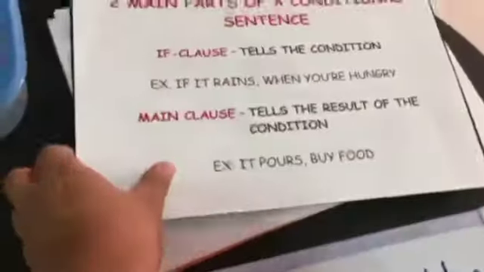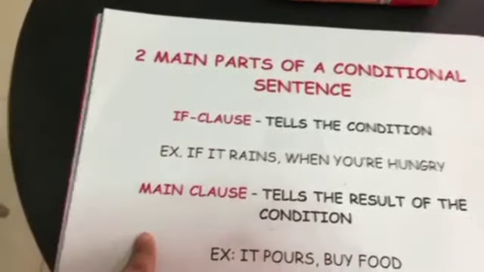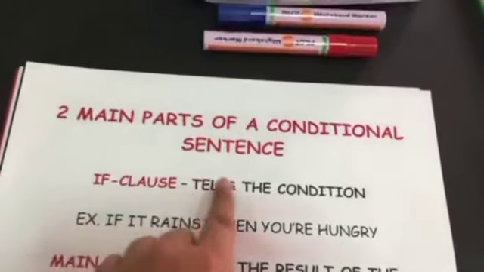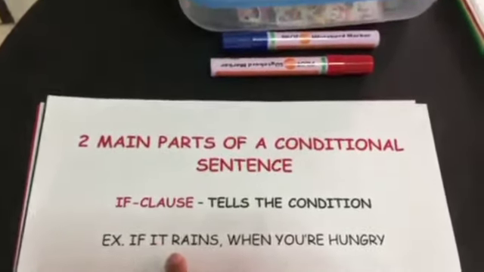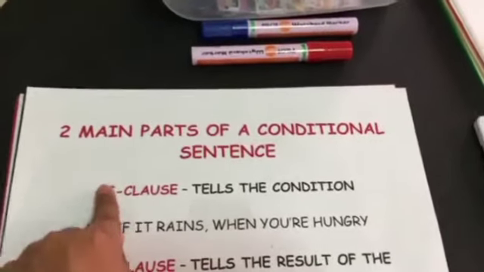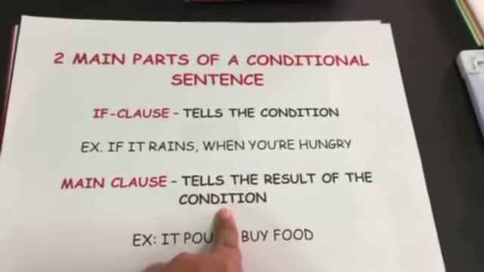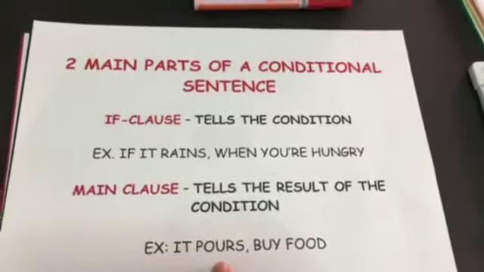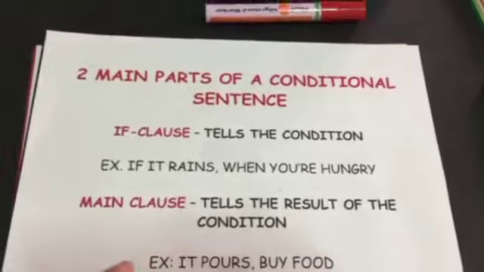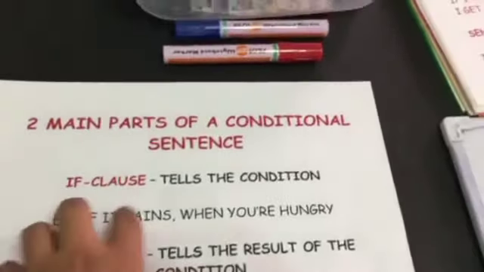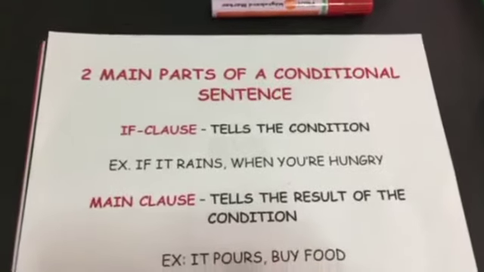So let's have the two main parts of a conditional sentence. We have the if clause and the main clause. The clause that tells the condition is the if clause. Example, if it rains. So it starts with if. That's why it is called the if clause. And of course, the main clause, which tells the result of the condition. Example, it pours. So we have, if it rains, it pours. Or you can switch. You can say, it pours if it rains. So those are the two main parts of a conditional sentence.